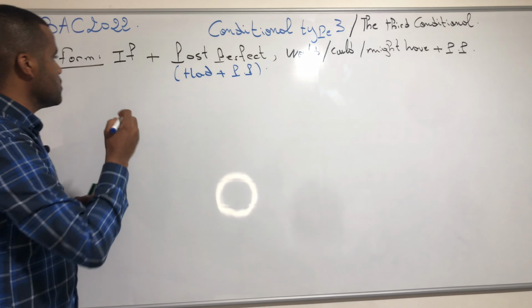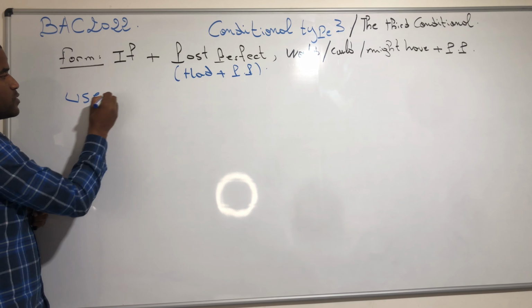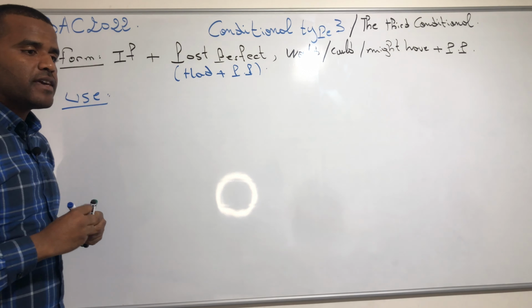Before examples we are going to cover the use. When are we going to use conditional type 3? We use it if we are talking about imaginary situations in the past. Something that didn't happen in the past, but we imagine the results of that situation.